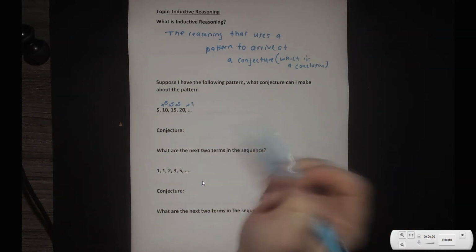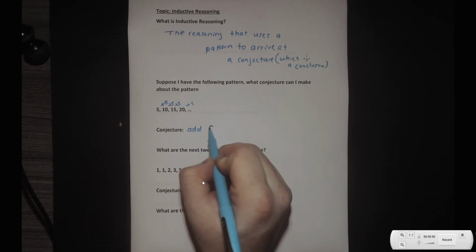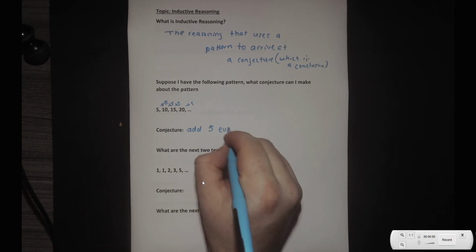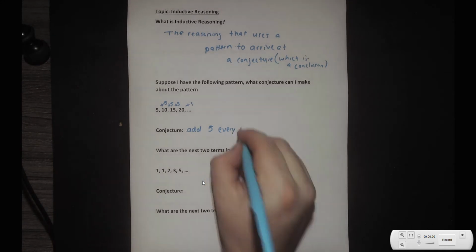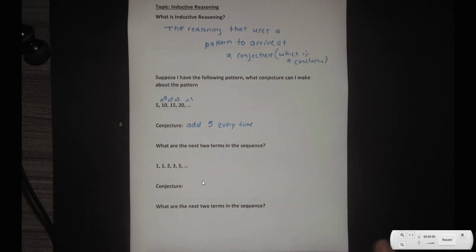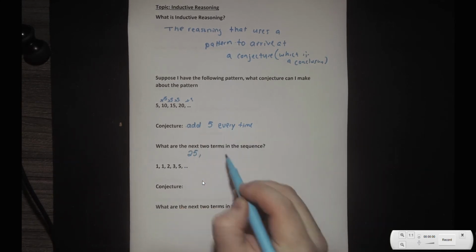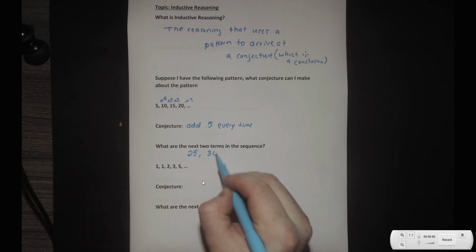So my conjecture would be to add 5 every time. What are the next two terms? Well, all I have to do is just keep adding 5, so it would be 25 and 30.